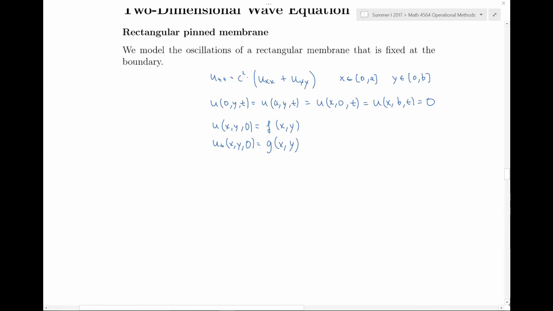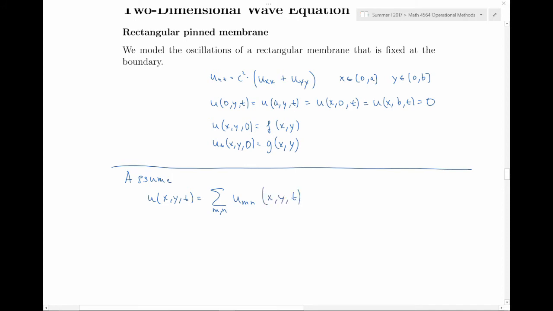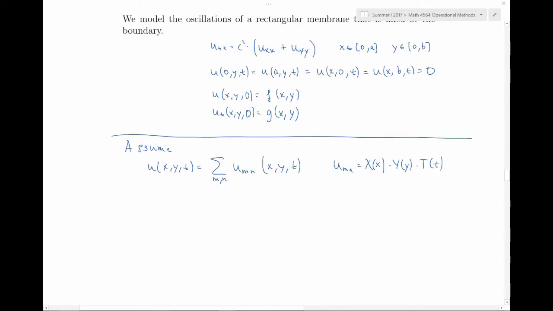Given our previous experience, we're going to assume that u(x, y, t) is some kind of summation in terms of two indices m and n of a function u_mn, where each function u_mn is going to be a product of X of x times Y of y times T of t. Plug it in and see what happens.